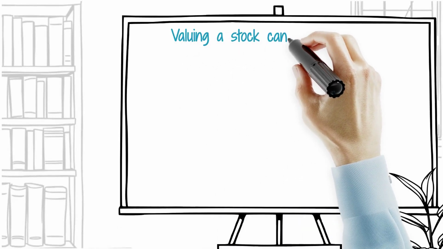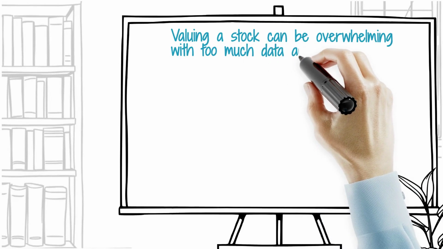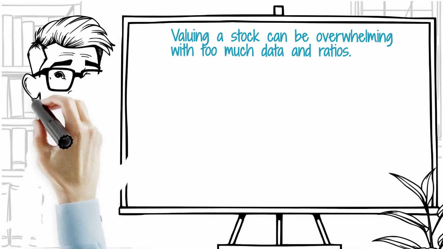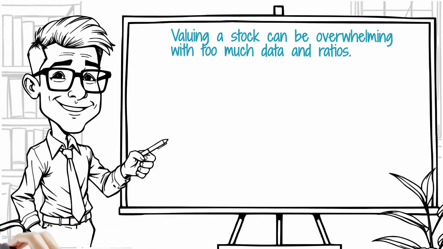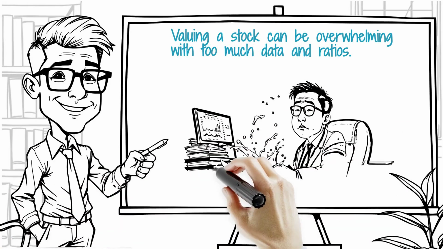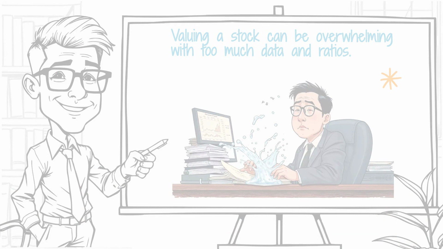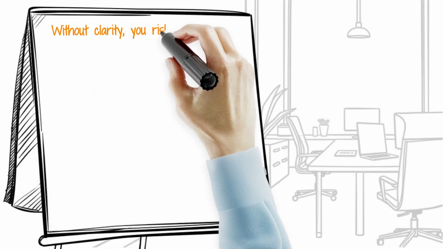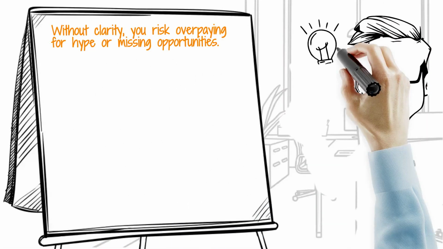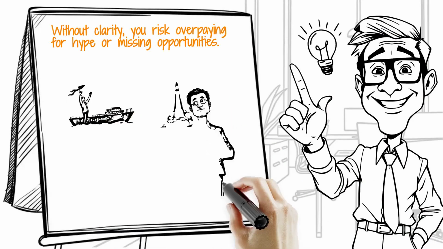Section 1. The problem with stock analysis. Valuing a stock feels like drowning in data. You're hit with a tidal wave of ratios, PE, PS, ROE, and countless others. The real danger is that without a simple way to gauge value, you're flying blind. You risk overpaying for hype, buying a company that's a sinking ship, or missing out on incredible growth opportunities.